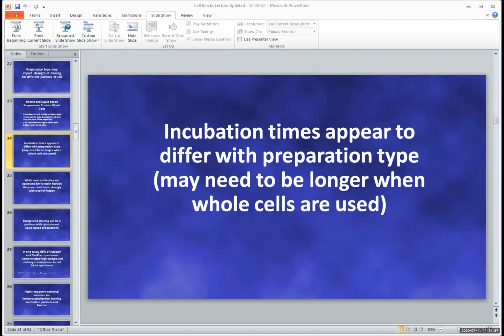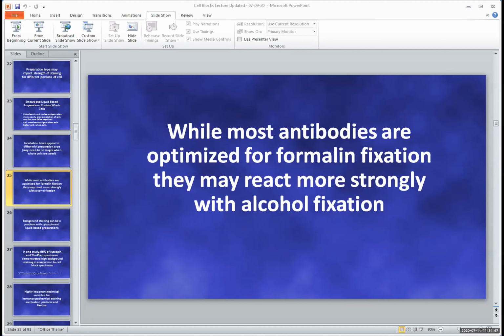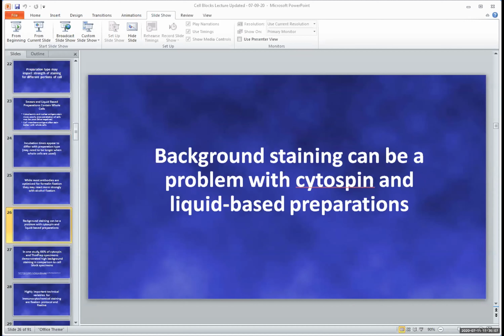Now, incubation times appear to differ with preparation type. They may need to be longer when whole cells are used, such as in cytospins and smear preparations. Now, while most antibodies are optimized for formalin fixation, they may actually, in some cases, react more strongly with alcohol fixation, and so you need to take that into consideration when interpreting a specimen undergoing immunocytochemical staining. Background staining can be a problem with cytospin and liquid-based preparations.